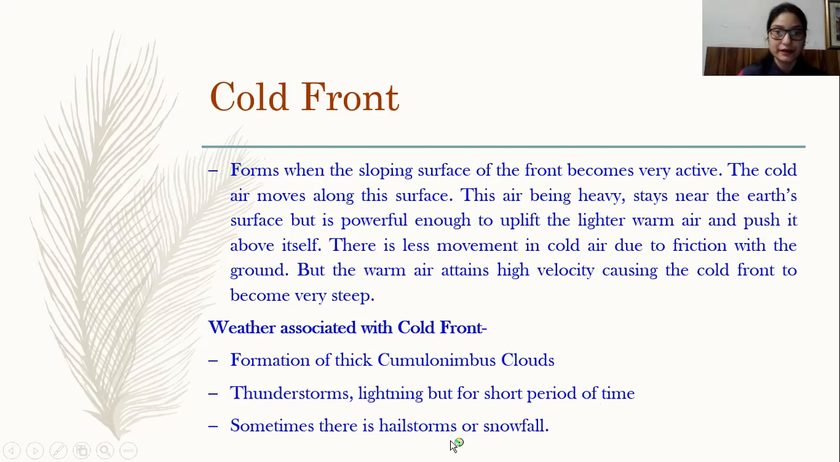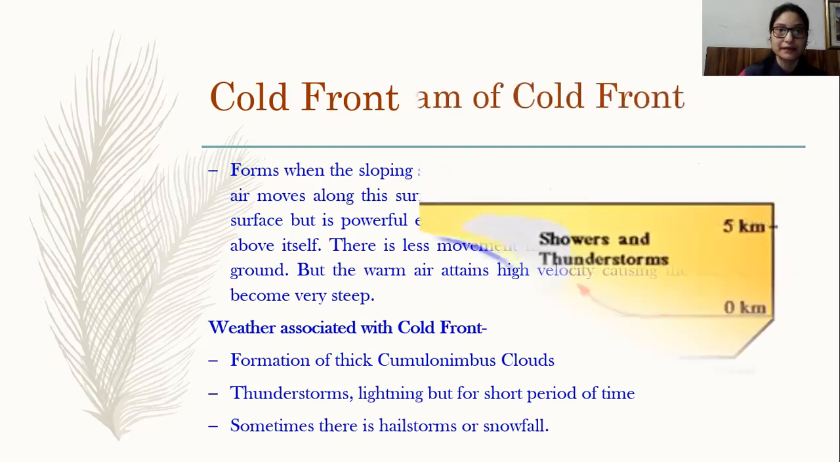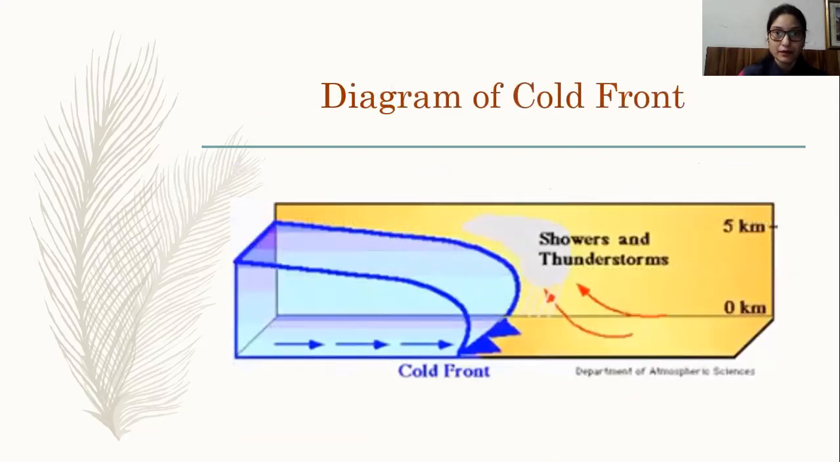Hailstorms are, in Hindi we call them ole girte hain, jaise aasman se, you can see small pieces of ice falling from the sky, from the clouds. Small pieces of ice along with the rain are falling from the sky. So these are the weather phenomena that are accompanied with the cold front.